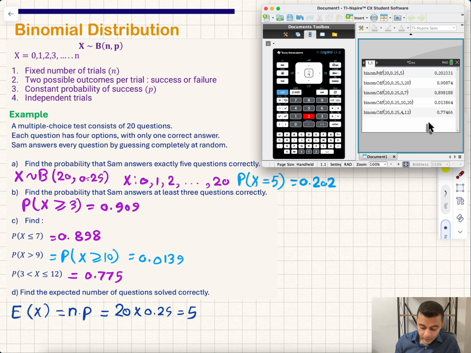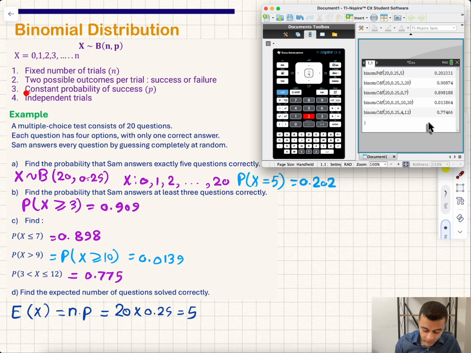Next, each trial would be only success or failure. So in our case, each question would be solved correctly or not correctly. We don't have a third option. In the coin example, it would be either head or not head, which is tail. In the dice, could be either getting 5 or not 5. As you see, only success or failure.